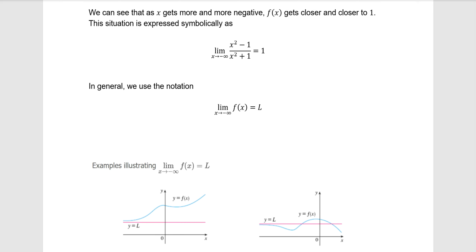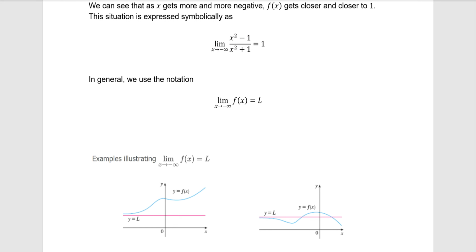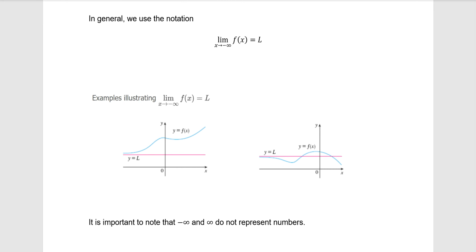Symbolically, the way we would represent it is the limit of the function as x goes to negative infinity equals 1. Once again, this 1 is because of the horizontal asymptote, and this time we are going towards negative infinity, which means more and more to the left when we're looking at the graph. Here's the generic notation, pretty much the same as before, and here are a couple of examples of it.